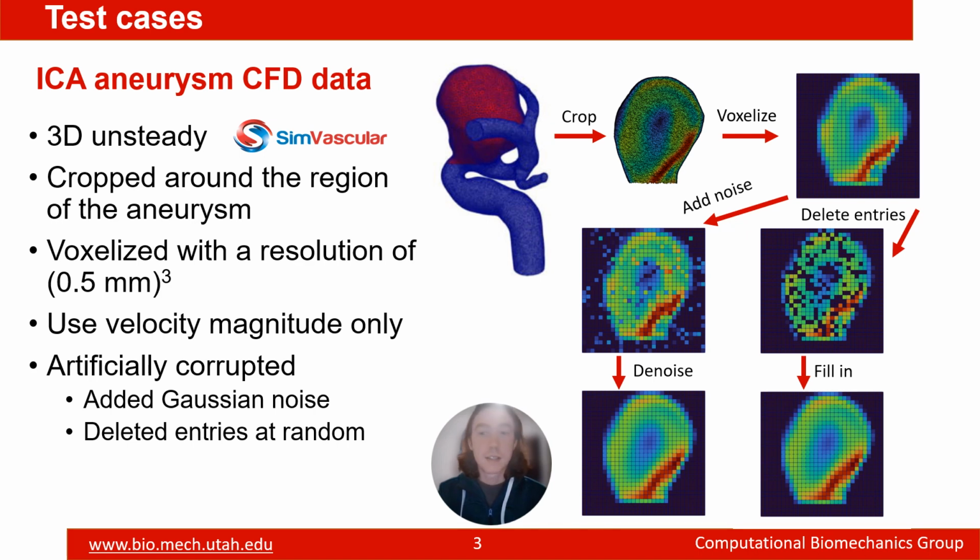Our first test case is an internal carotid artery aneurysm CFD data. It's a 3D unsteady simulation made in Cardiovascular. Here's the geometry. The aneurysm region was cropped, and we only used that for further modeling. We voxelized our data, practically interpolating to a 3D uniform Cartesian grid. We only used the velocity magnitude. Then we artificially corrupt our data by adding Gaussian noise or deleting random entries.